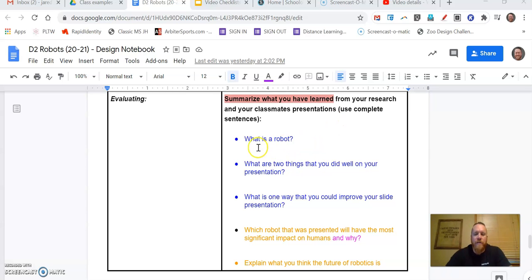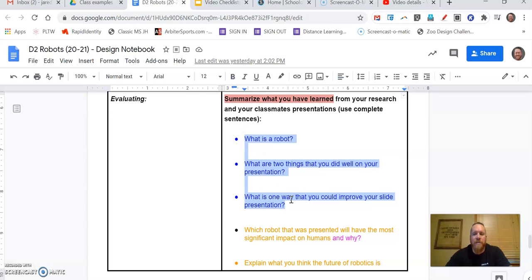So the first question, you see the first 3 questions are in blue, which tells us that we must do them. So everybody needs to answer these questions. So what is a robot? Okay, that's the first question. Please respond using complete sentences.